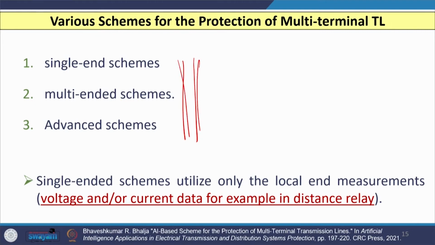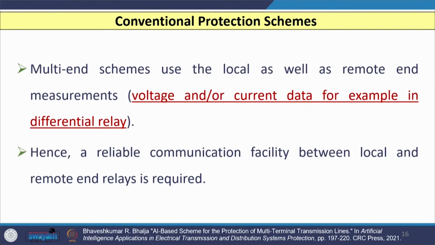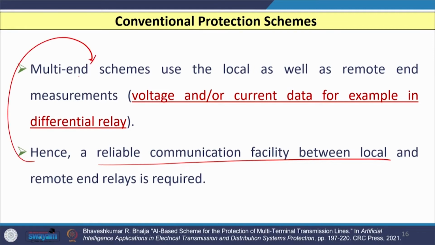If I consider the single ended scheme, as the name suggests, it utilizes only local measurements. So, maybe voltage or current or both, as is done by the conventional distance relay. Multi-ended schemes use measurements from remote as well as some other buses, so voltage or current or both quantities. The differential relay is the best example used for transmission lines. Hence, a reliable communication facility between local and remote end is required if you use multi-ended schemes, because you need measurements from the remote or several other remote buses also.